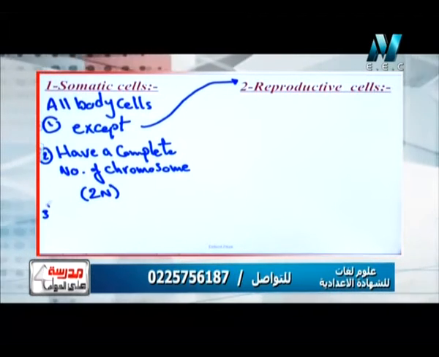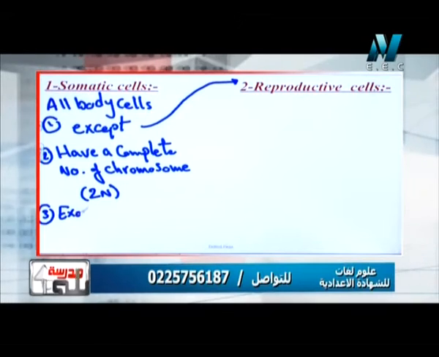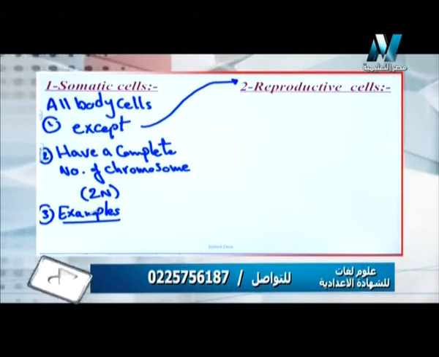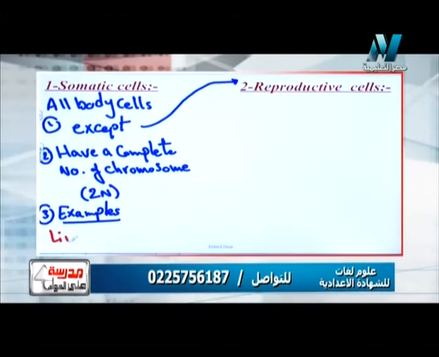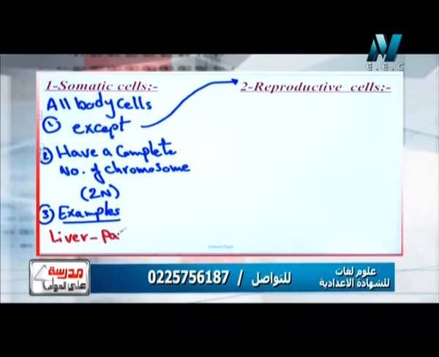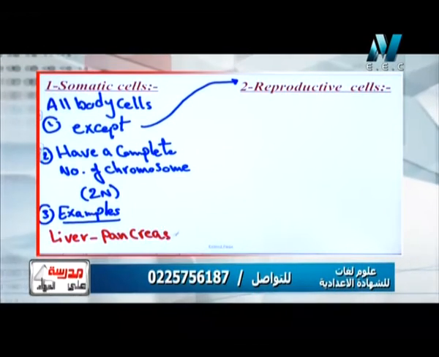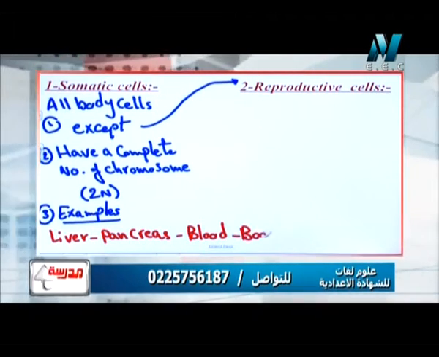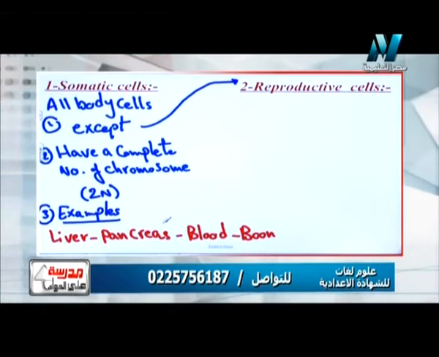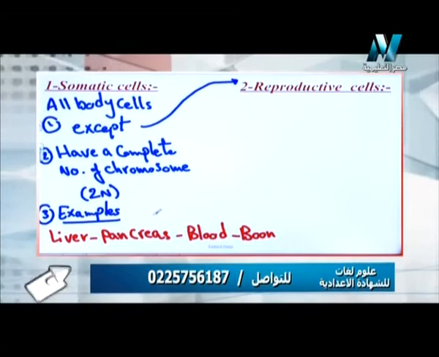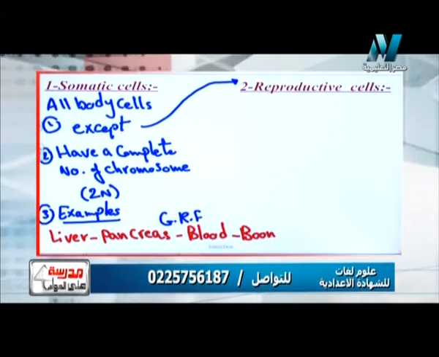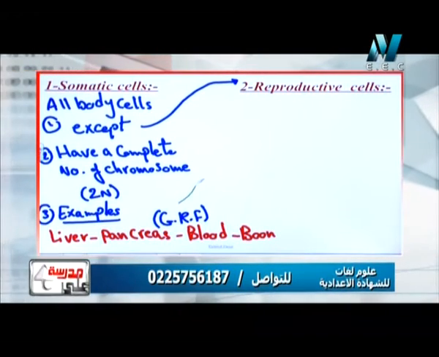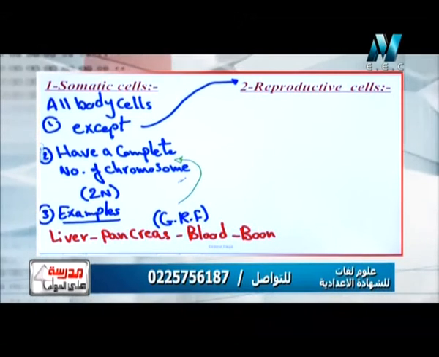Here we have many examples about the somatic cells, like liver, pancreas, blood, bone. All are somatic cells. If we are asked to give a reason why blood or bone or liver are called somatic cells, it is because they have a complete number of chromosomes.